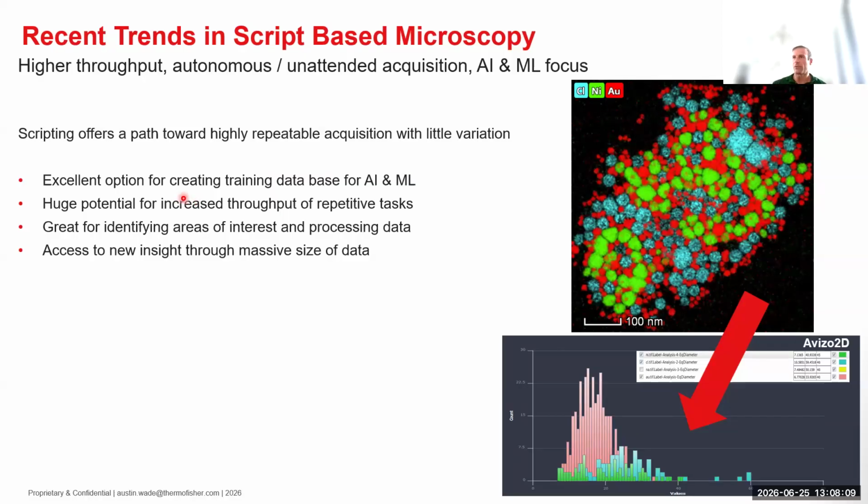As I mentioned before, we can increase the potential throughput. This would be great for identifying areas of interest and processing data. At the same time, we could get much better access to new insight through massive sets of data. As mentioned before, detectors are getting faster and faster, and you're generating more and more data, so you want to be able to get faster insight into this data.